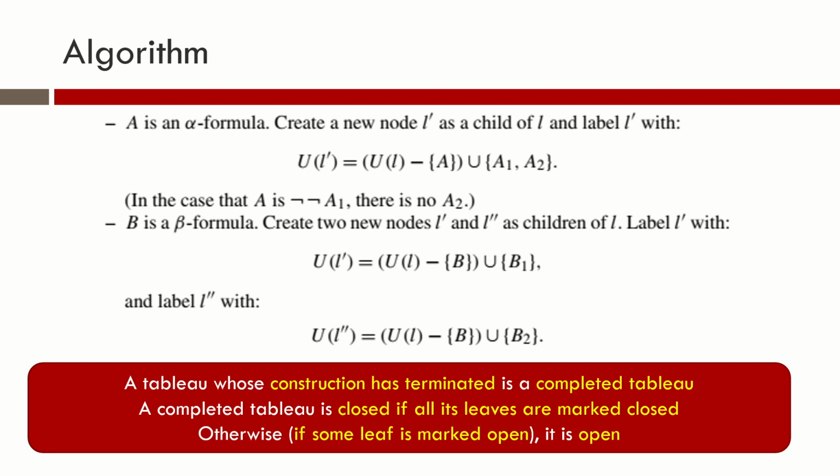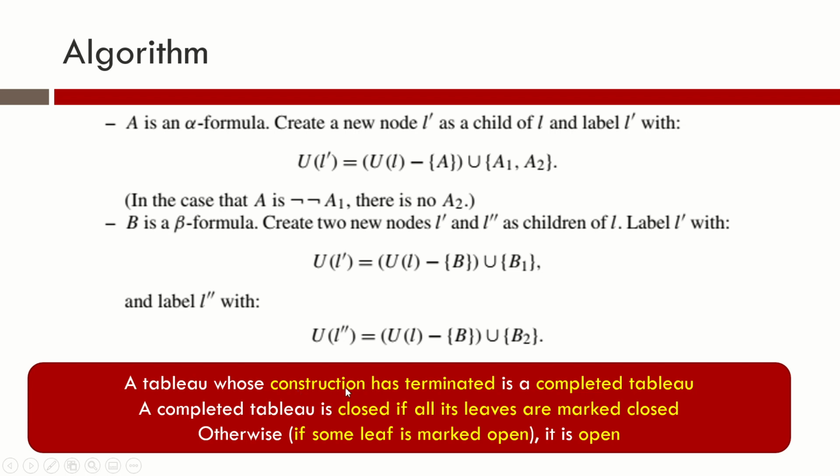Right. So what we do is we create two child nodes. One child node will be dealing with B1 and the other child node will be dealing with B2, because the formula will be true either if B1 is true or if B2 is true. So we create two child nodes. We label one child node with B1 and the other one with B2.